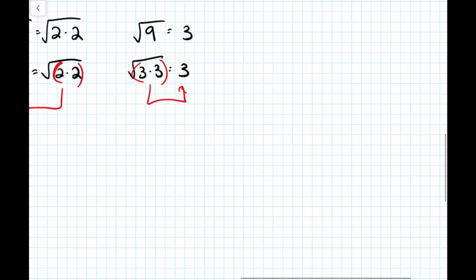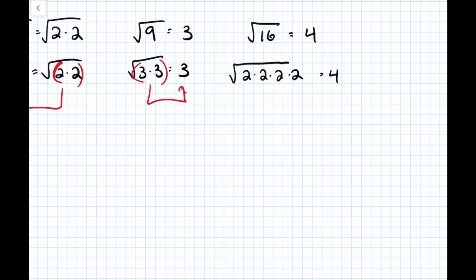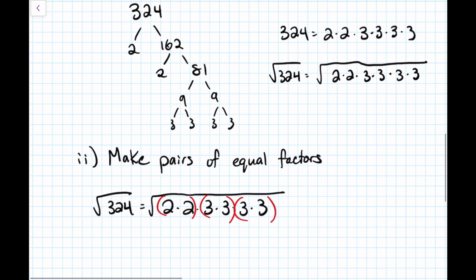Let's extend this to a slightly bigger number. Let's say 16. We know the square root of 16 is 4. It's easy enough. That means the square root of 2 times 2 times 2 times 2, which is the prime factorization of 16, is also 4. So if we make some pairs there, we've got a bunch of 2s, and somehow we're ending up with 4. But 4, if you stop and think about it, is itself just a couple of 2s. So you might be able to figure out the method here, or you might be totally confused and have no idea what I'm saying. So let's come back over here and I'll break it down for you.